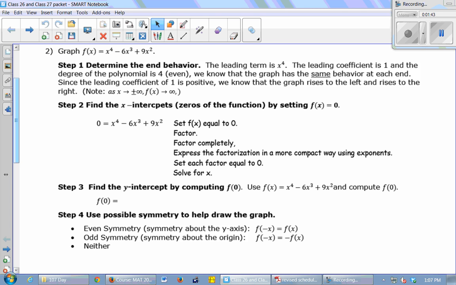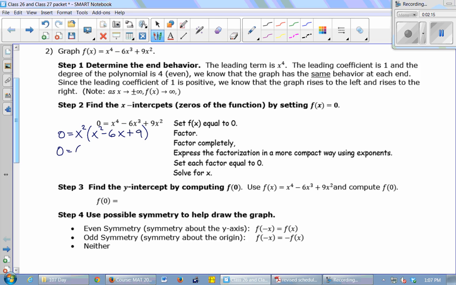So step 2 would be to find the x-intercepts. Those are the zeros, found by setting the function equal to 0. So we set x to the fourth minus 6x cubed plus 9x squared equal to 0, and we solve it. Any ideas on how to solve that? Factor out an x squared. So I've got 0 equals x squared times x squared minus 6x plus 9. And then x squared minus 6x plus 9 can factor a little bit more. So this is going to be x squared times x minus 3 squared.